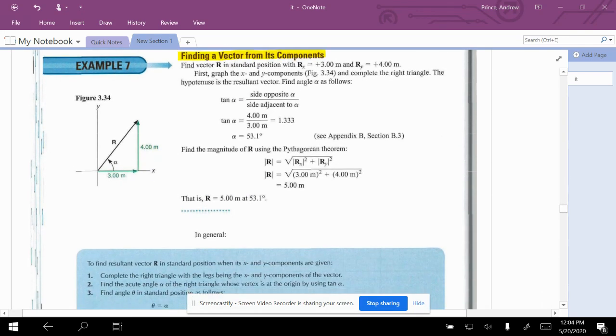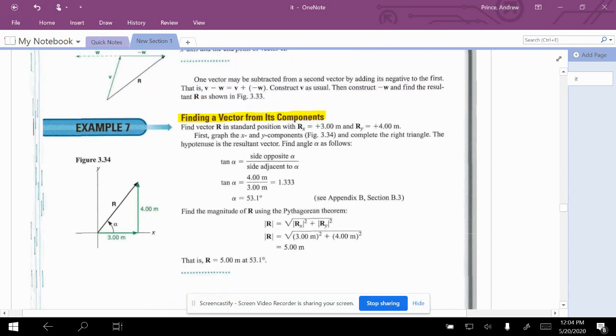So this talks a little bit about finding the vector from its components, and I'll make a little separate video of this one so it's a little easier to find some of this info and you guys don't have to watch the whole video looking for it. So I'll make a third one and we'll be talking about finding a vector from its components.